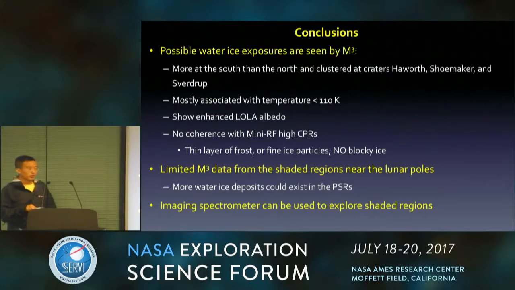We want to note that this relies on M-cube data in the shaded region, so you can imagine it's very hard to get high quality reflectance data on airless bodies in the shaded region. So there could be more ice exposures than we reported here, because we don't have data in those regions. Also, this study supports that imaging spectrometers can be used to explore shaded regions on airless bodies on other planets. That's it. Thank you, everyone.